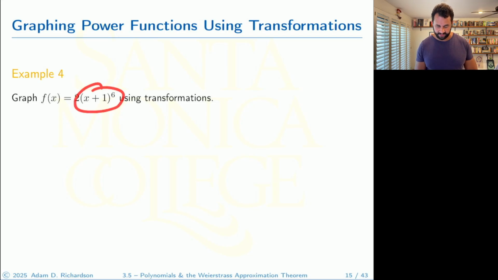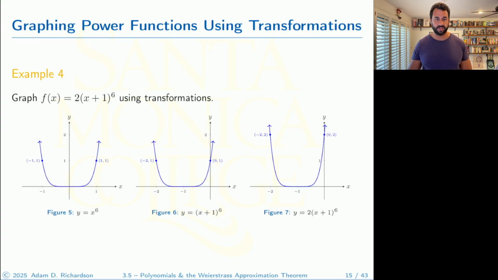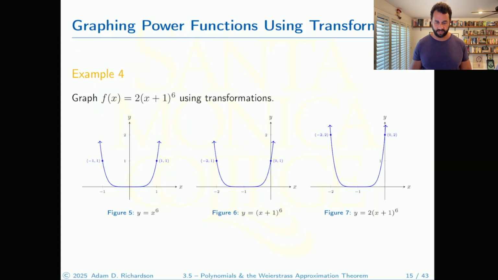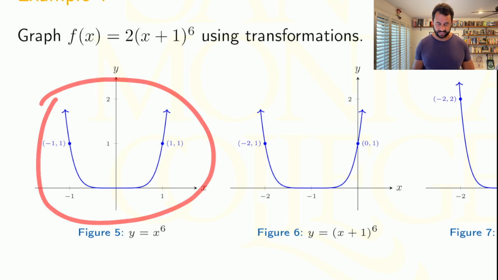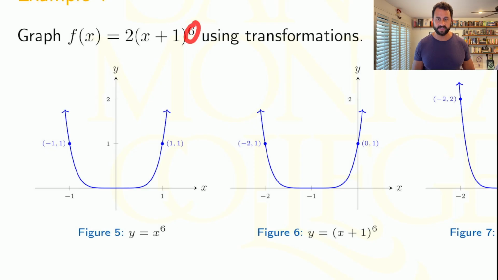Here the parent function is just x to the sixth, but we're going to shift it horizontally to the left by 1 unit, and then we're going to vertically stretch it by a factor of 2. So those are the two transformations involved here. Here is the original function, x to the sixth. Again, because this power is even, it looks like x squared, but it's just flatter in the middle, right? Flatter in the middle and stretchier on the outsides. So this is the parent function.